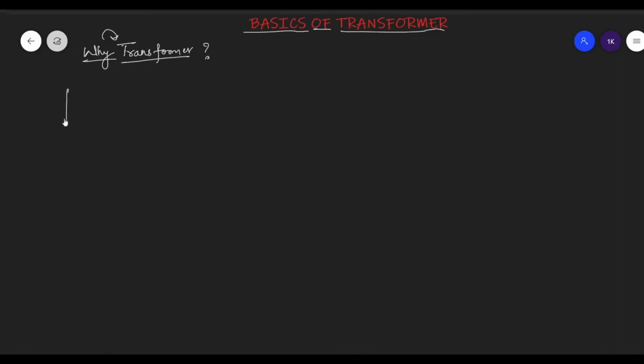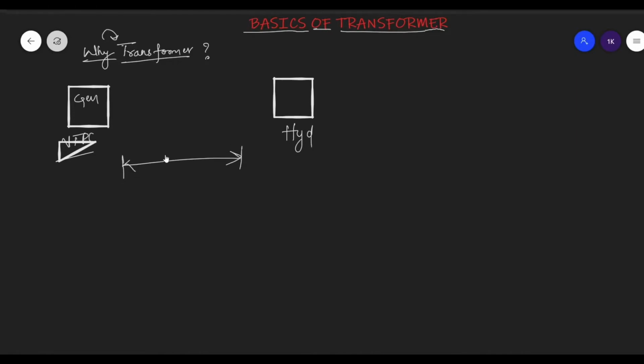Suppose we have a generating station at some place, let us name it NTPC generating station, and we have the load center, which is called Hyderabad. The distance between the two places is something around 300 kilometers. Let us assume that. At the generating station, we have a generator of 5 megavolt ampere or MVA, which is generating voltage at 13 kV or 11 kV or 33 kV. It depends upon the rating of the generator you are installing in this particular plant.